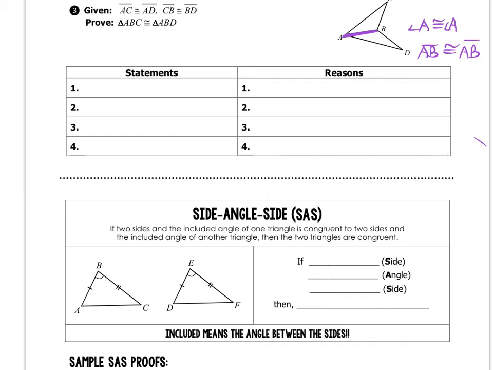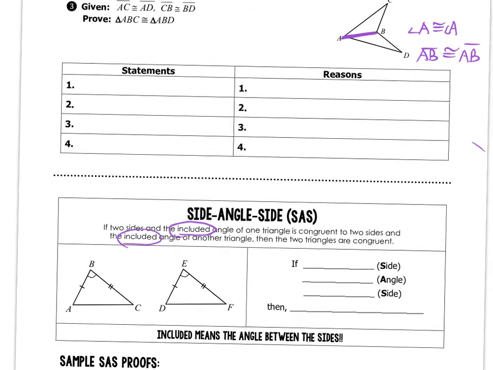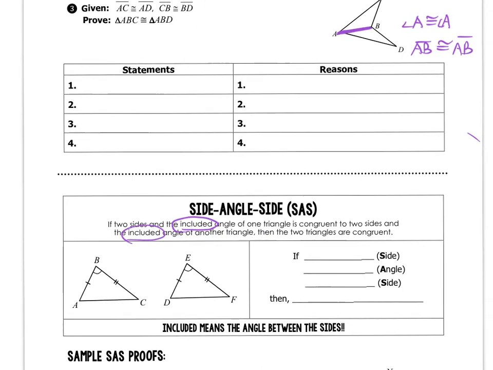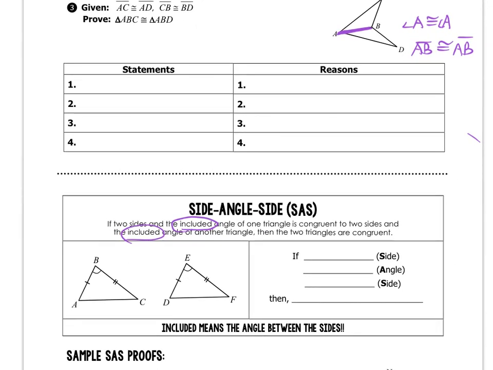So now let's look at SAS, side, angle, side. What that property says is that if two sides and the included angle of one triangle are congruent to the two sides and the included angle of the other triangle, then these two triangles are congruent.